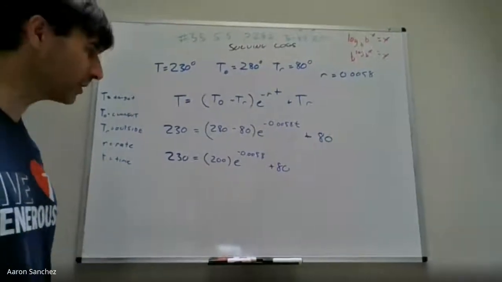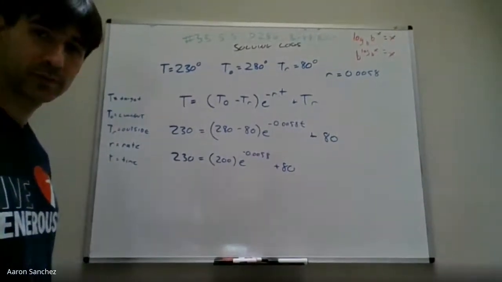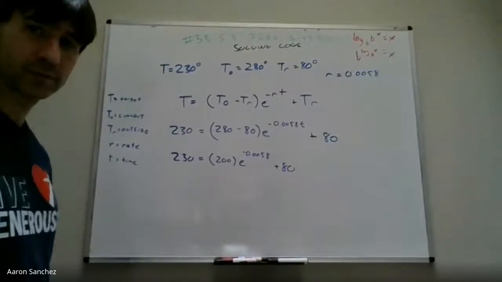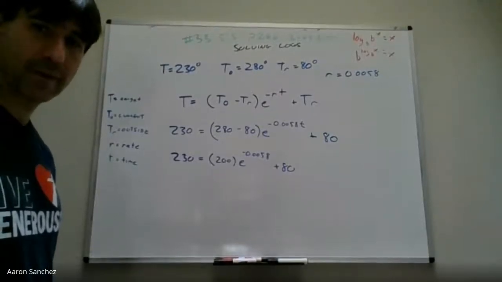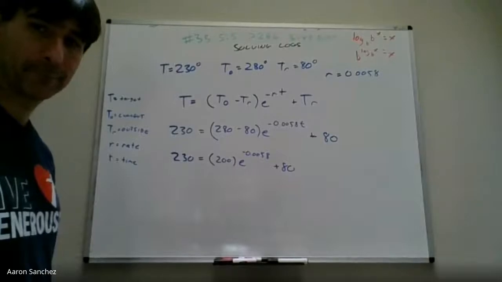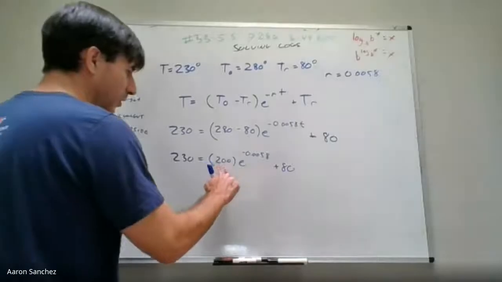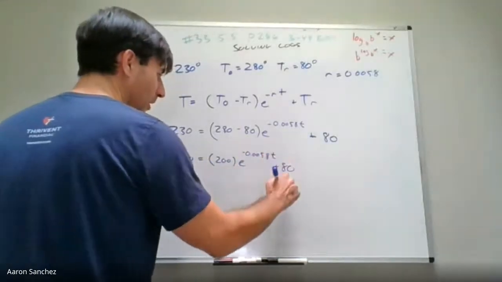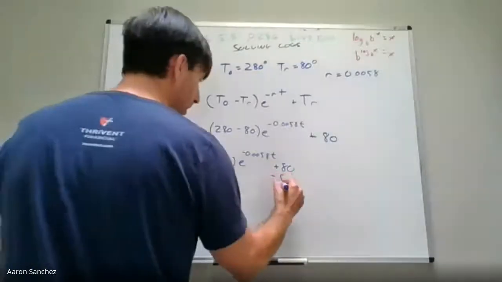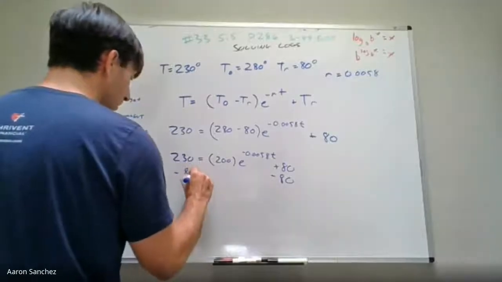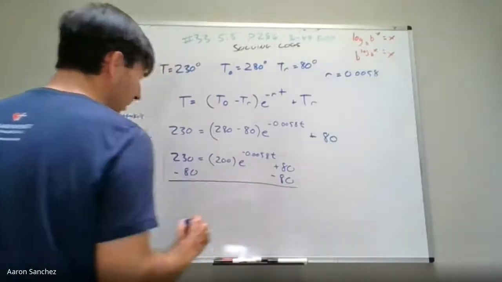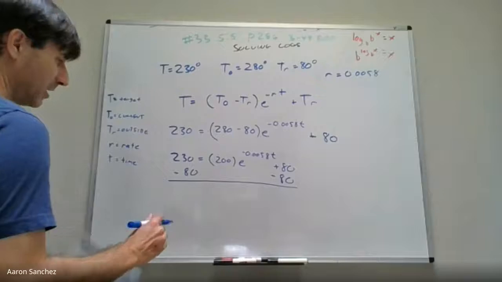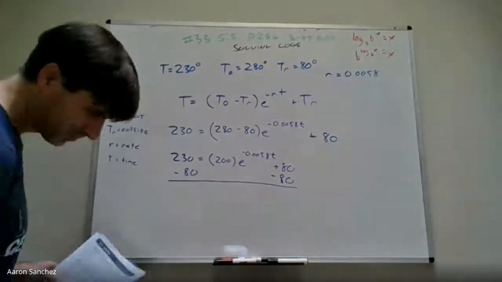All right, Brandon, what do I do next? Brandon, can you hear me? Yeah, what do I do to get e by itself? I have 200, this decimal, oh, don't forget my t, and this 80. Would you subtract 80? Very good. I subtract 80. 230 minus 80 is 150, I believe.